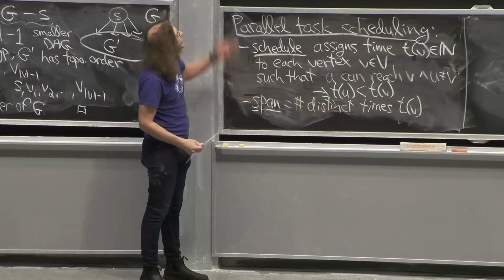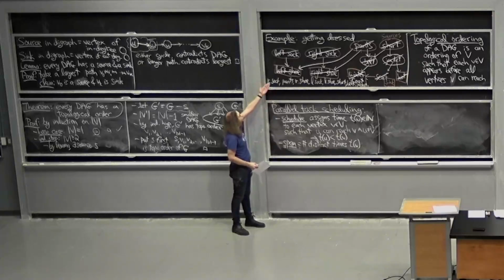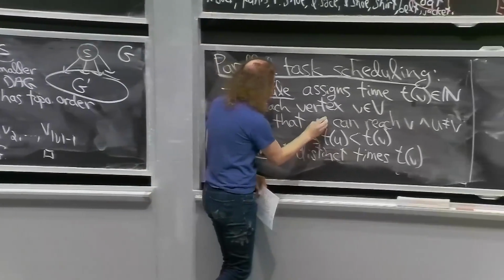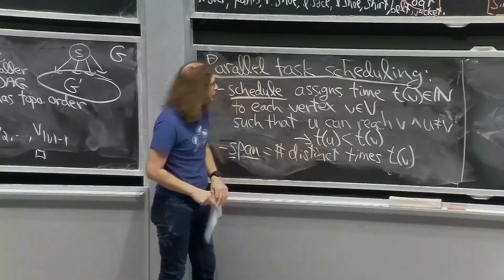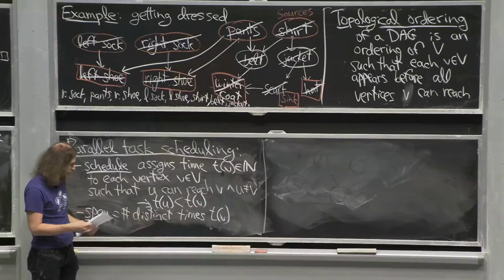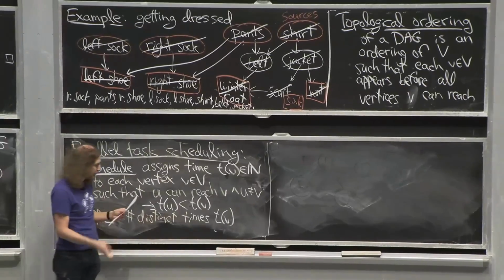But in general, we're going to need more, right? I can't do left sock and left shoe at the same time, because left sock has to happen strictly before left shoe. That's what this says. If one vertex can reach another vertex that's different, then the time assigned to the earlier precedent has to be strictly less than the later one. Okay, so that's the definition of the problem.